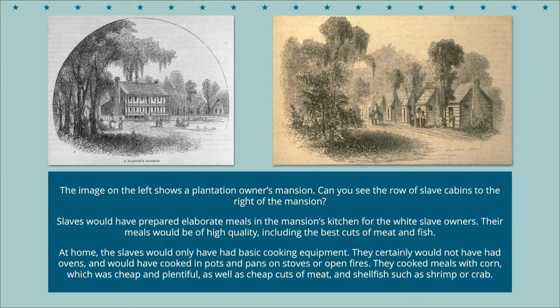But at home, the slaves would only have had basic cooking equipment. They certainly wouldn't have had ovens, and they would have cooked in pots and pans on stoves or even open fires. They cooked meals with corn, which was cheap and plentiful, as well as cheap cuts of meat and shellfish such as shrimp or crab.